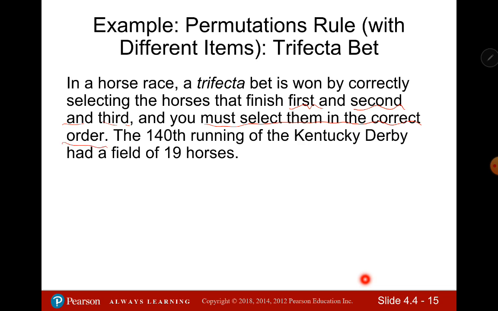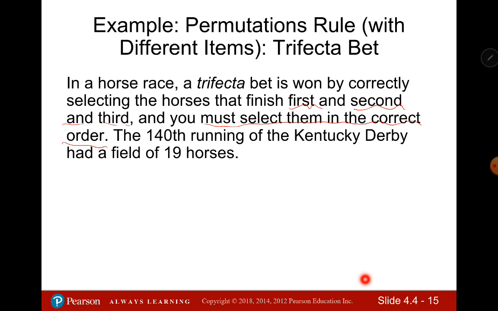In this case, we will ask ourselves a question. Does order count? Does order matter? We will say yes. If we select the correct 3 horses, but put them in the wrong order, we still cannot win the prize. Only if we pick the correct 3 horses and put them in the correct order, we can win. So order does matter in this case.